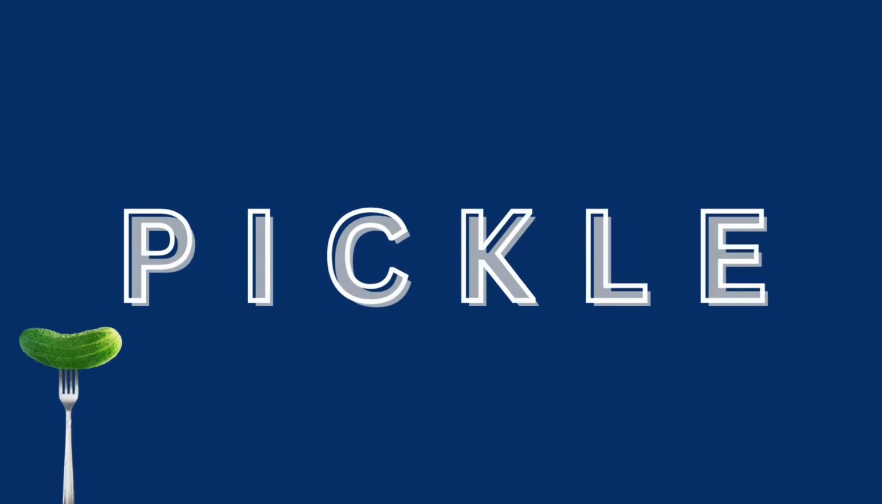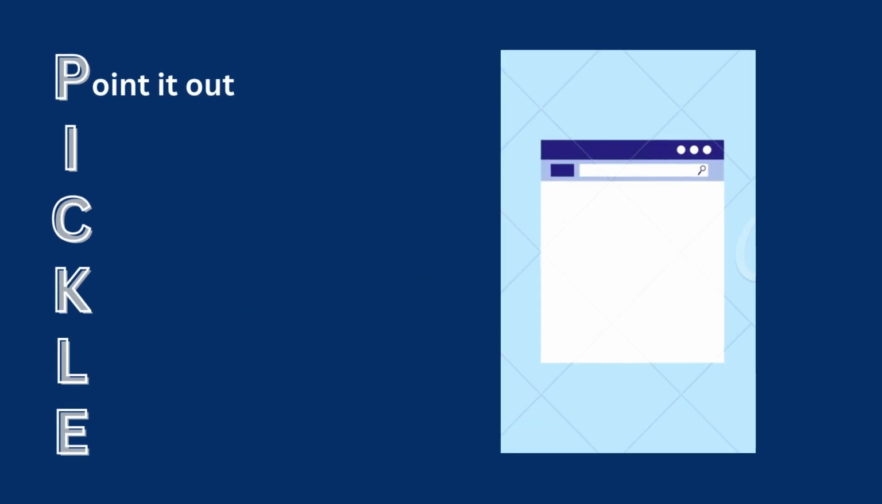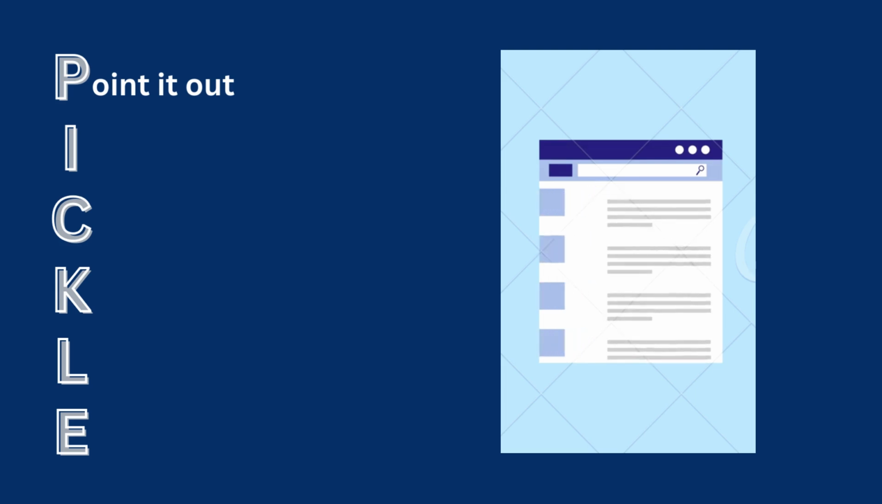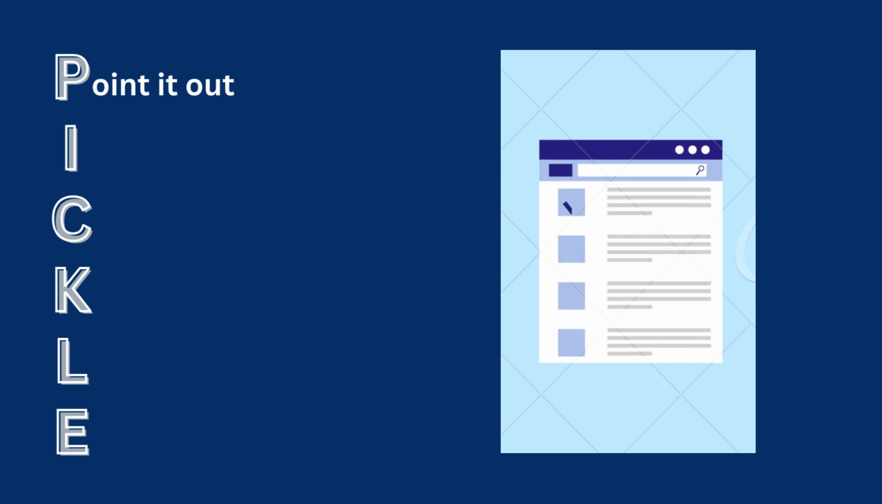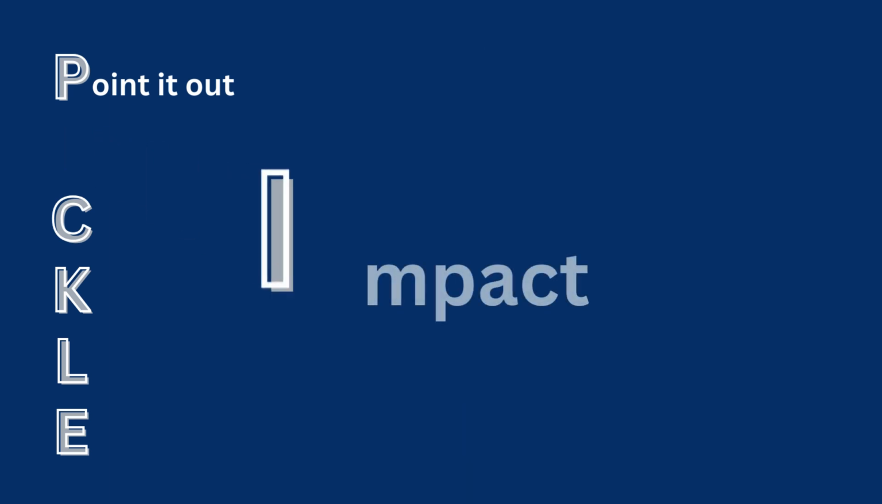When writing an application, remember the acronym PICKLE. Point it out. Make it obvious for the funder. When answering questions on the application, don't be afraid to break it down into point form or numbered items. By doing this, it makes it easier for the funder to identify direct answers to the questions and makes it easier for them to check those boxes when scoring a proposal.